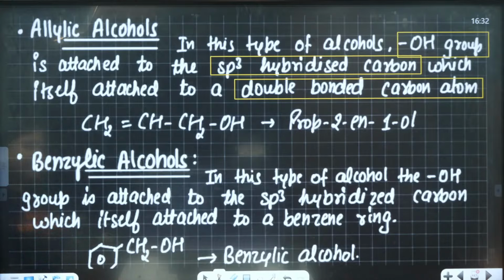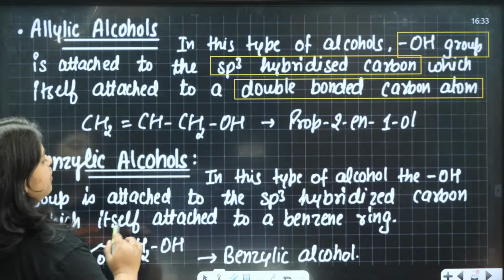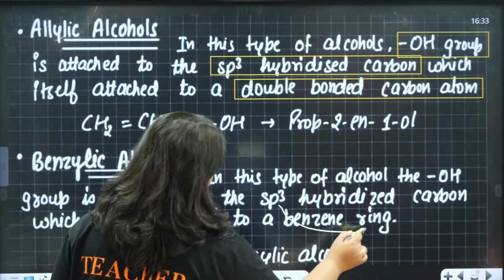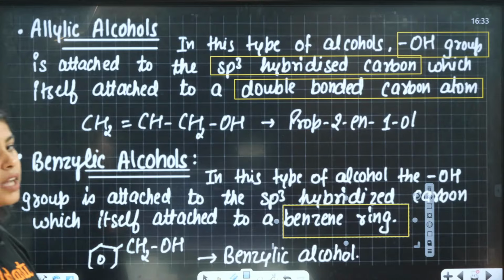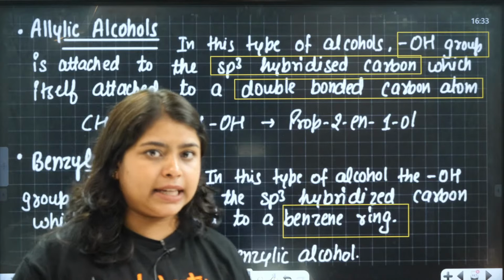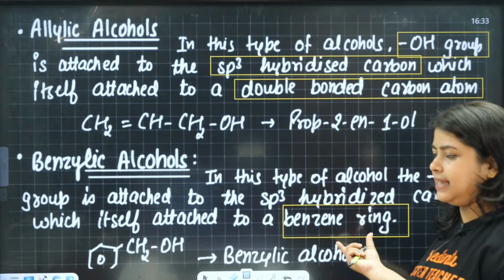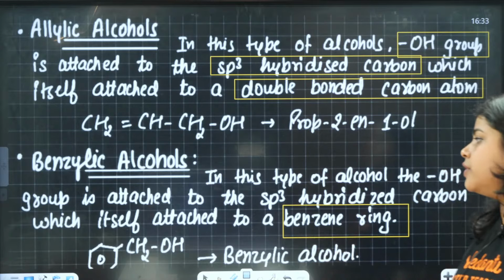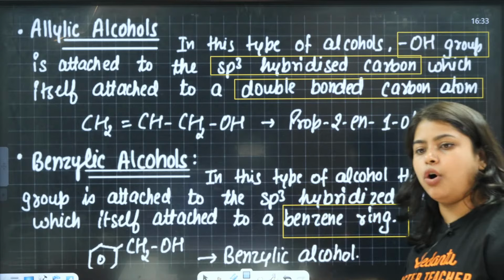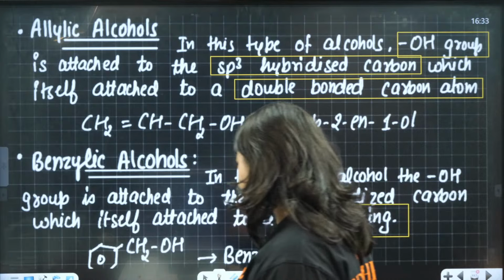Clear? Benzylic alcohol is the type of alcohol in which the OH group is attached to the sp3 hybridized carbon, which itself is attached to the benzene ring. It is attached to what? The benzene ring. In allylic it reacts with the double bonded carbon atom, whereas in benzylic it is going to attach to the benzene ring. So what do we call it? Benzylic alcohol. Clear? So that is also called a benzylic alcohol.